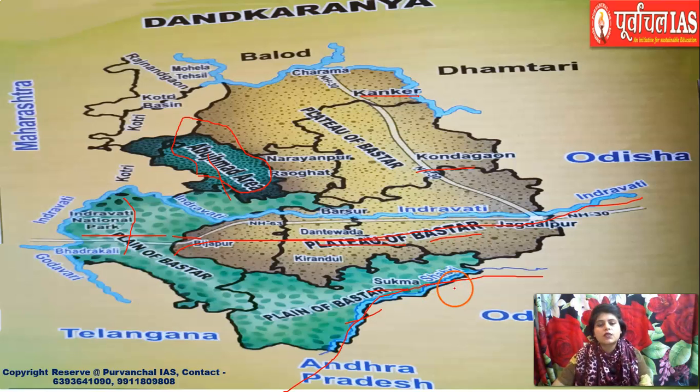We have Tirathgarh waterfall in the Munga Bahar, which is the tributary of Sabri. This is the Raughat area. So you can see Raughat. This is famous for the best quality of iron ore. Like I told you, iron is found from here. So these are the special features of the Dandakaranya Plateau.